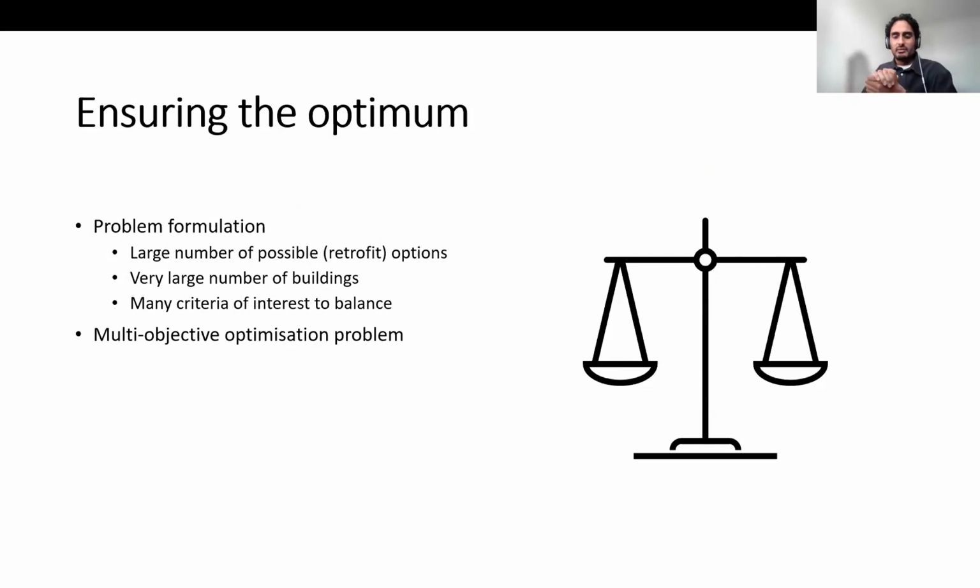So we've seen that urban building energy models can be very powerful, but the use of them alone doesn't necessarily ensure that we're considering the optimal solutions. You can see we have quite a large number of possible retrofit options to consider, and we usually have a very large number of buildings to consider when we're doing stock level analysis. We also have a number of criteria to balance. These could be the environmental, health and social factors and so on that we've talked about earlier. So this frames as a multi-objective optimization problem. And I'll just give a fairly simple example of what this actually means.